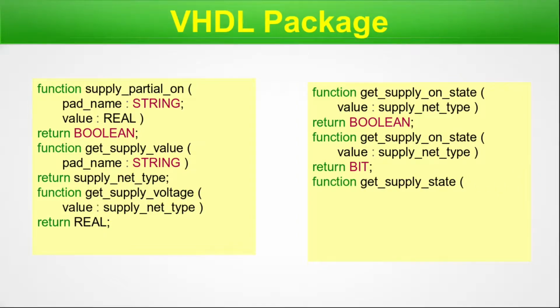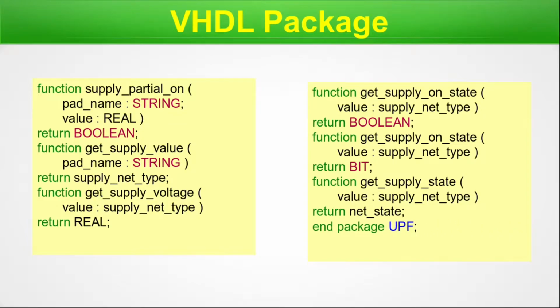Then again we define the next function. Function get supply state, value is supply net type, and the return is net state. Here ends package UPF. So the whole package ends here. The whole thing is written in multiple blocks and two pages, but it is in a single file when you see it in actual. You're done with this slide.